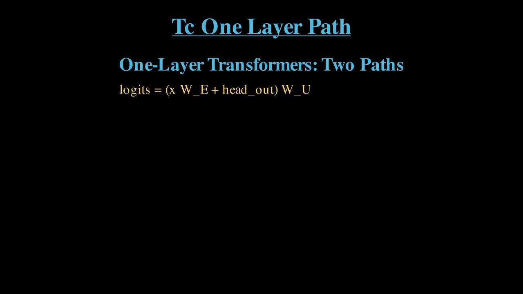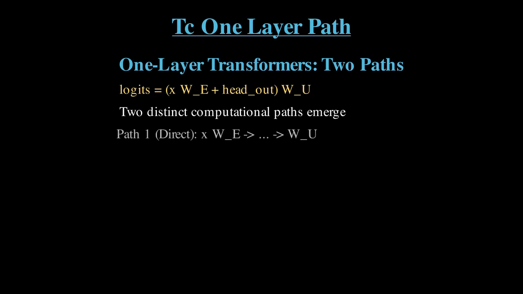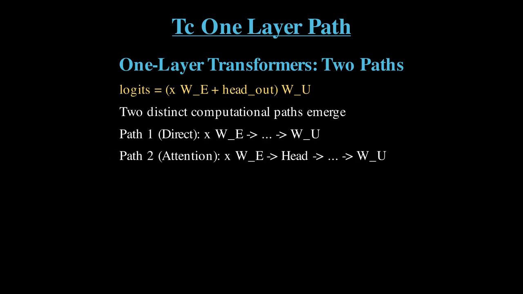When we expand this, we can see two distinct computational paths. Path 1 is the direct path, where the input embedding flows straight through to the unembedding matrix. This is exactly the bigram model from before. Path 2 is the attention path. The input embedding is processed by an attention head, and its output is added to the residual stream before unembedding.